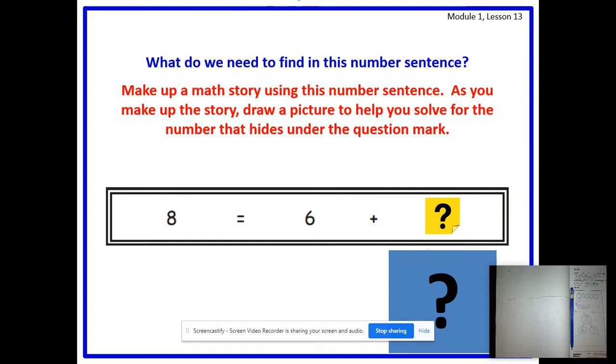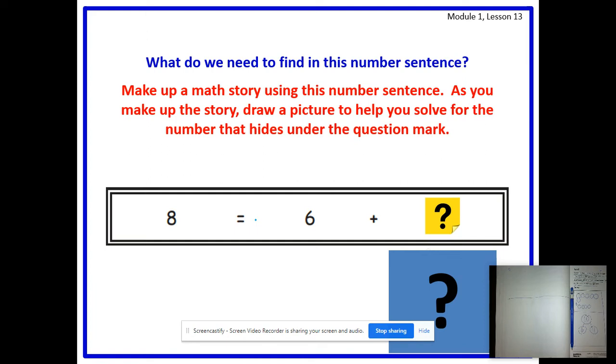So what do we need to find? Look at this number sentence, boys and girls. What do we need to find here? A part or a total? Get ready. A part, and that is step 1 in our key points. We already identified what's missing, a part. Now, we're going to create a story and draw a picture with it. So now it's your turn. Make up a math story using this number sentence. As you make the story, draw the picture to help you solve for the number that hides under the question mark. So on the bottom now, go ahead and draw the picture for this number sentence and make up a math story. Press pause in this video and press play when you're ready to continue.